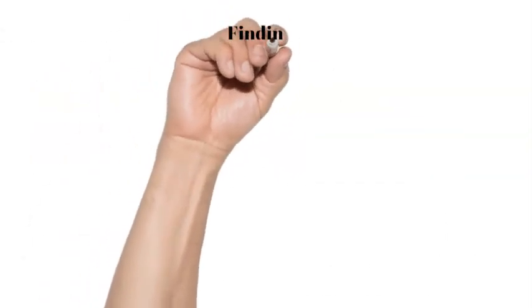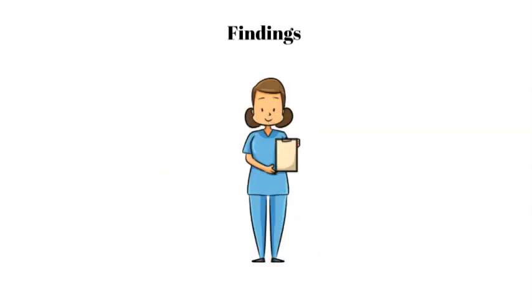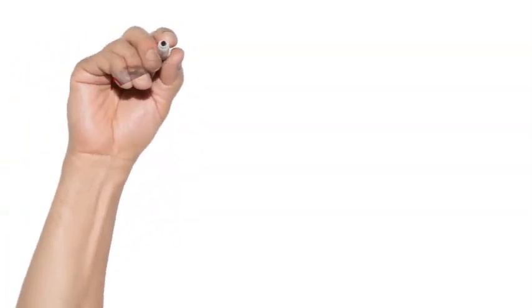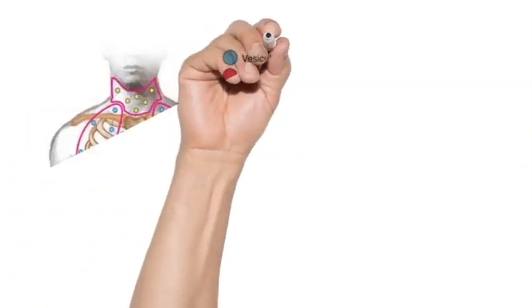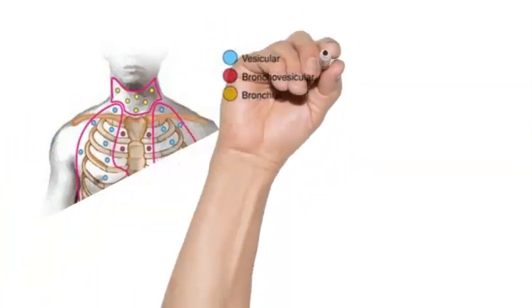Normal and abnormal findings. Normal lung sounds include vesicular breath sounds, which are heard over most of the lung fields, and bronchial breath sounds, which are heard over the trachea and large airways. Abnormal lung sounds include crackles, which are caused by the movement of fluid in the lungs, and wheezes, which are caused by the narrowing of airways.